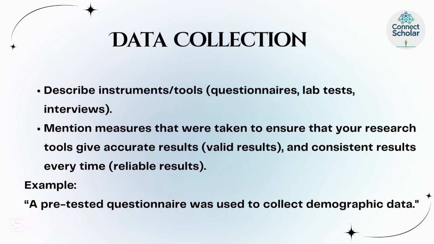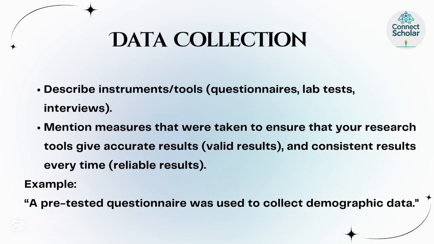Next is data collection. This describes the instruments or the tools that were used to collect the data from the participants. This can be in the form of questionnaires, whether in-person physical questionnaires or online Google Form questionnaires, lab tests, interviews, whatever tool or instrument you're using, you have to mention in this portion. But you also have to mention that the tools or the instruments that you have used are accurate and reliable. Like, they are giving, number one, accurate results, and number two, consistent results, which means the same results no matter how many times you retest them.